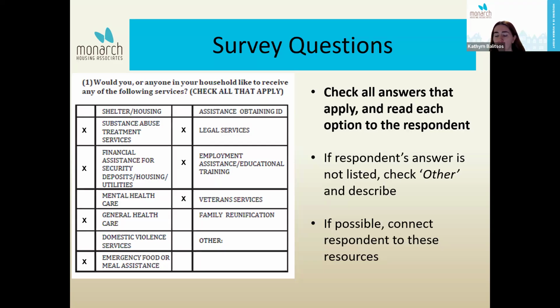So depending on which community you're in, you might have some general health care already being provided at the Project Homeless Connect event, or nearby. You're going to want to connect those folks with those resources. Before you go out, there'll be those coordinators who will have those resources. This is where you can connect folks to that.